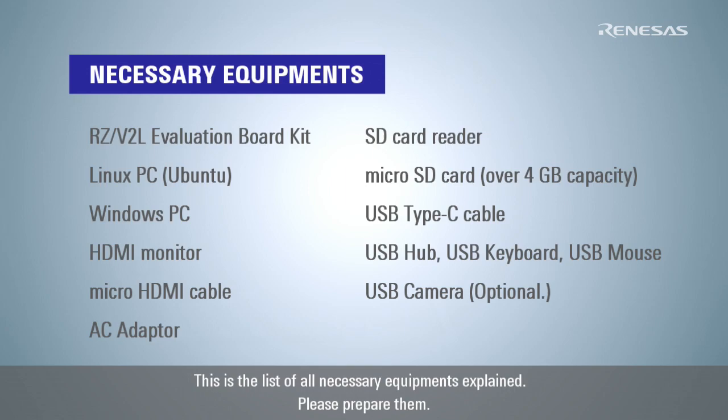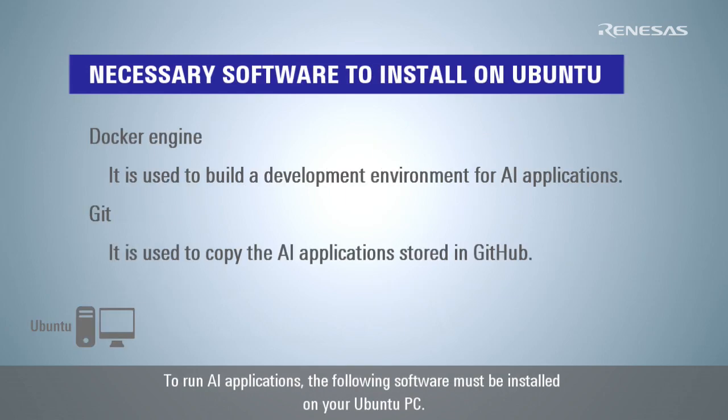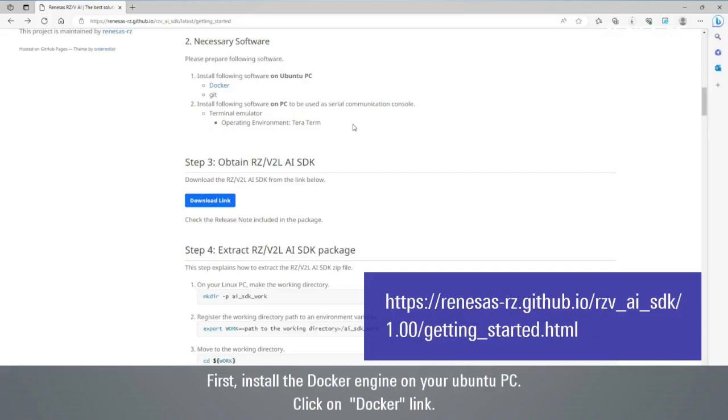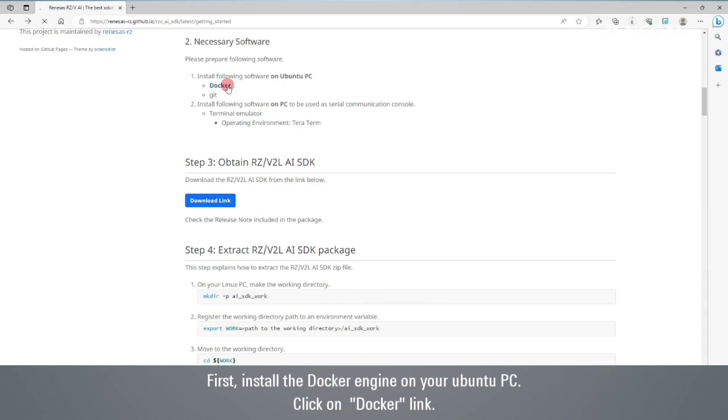Please prepare them. To run AI applications, the following software must be installed on your Ubuntu PC. The Docker engine is used to build a development environment for AI applications. Git is used to copy AI applications stored on GitHub. First, install the Docker engine on your Ubuntu PC. Click on the Docker link.